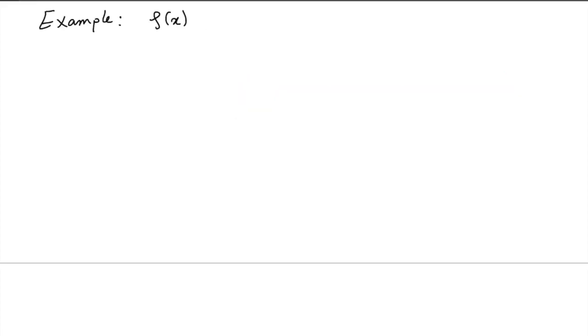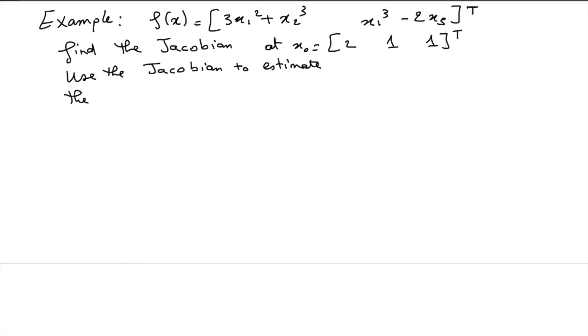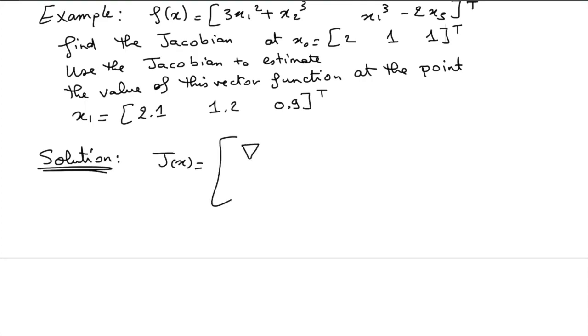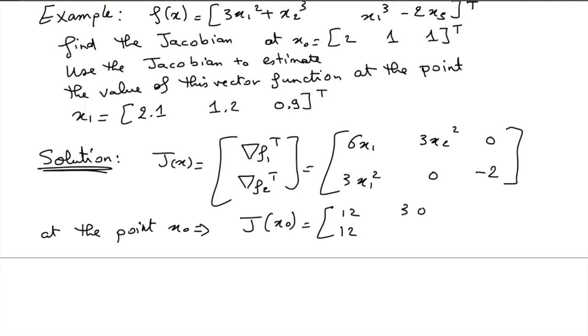Let us take the example of this function with 3 variables x1, x2, and x3, and we want to find the Jacobian of this function at x0, 2, 1, 1. So use the Jacobian to estimate the value of this vector function at the point x1, 2.1, 1.2, and 0.9. The solution, so the Jacobian of x, as we know, we have 2 functions, so it is the gradient of f1 and f2. We can calculate it easily here. At the point x0, we replace the value, so we get the Jacobian equal 12, 30, 12, 0, minus 2.